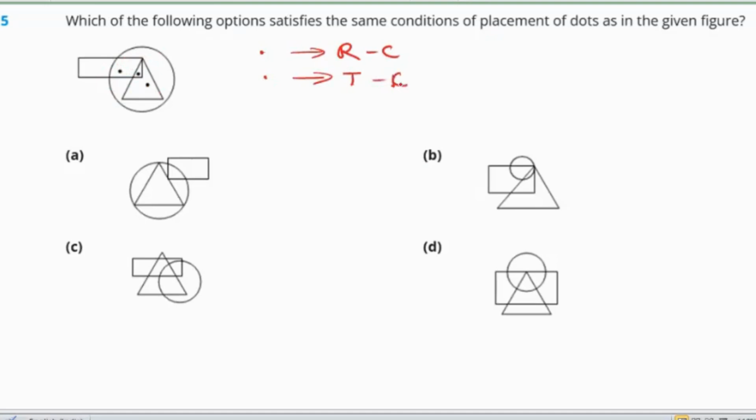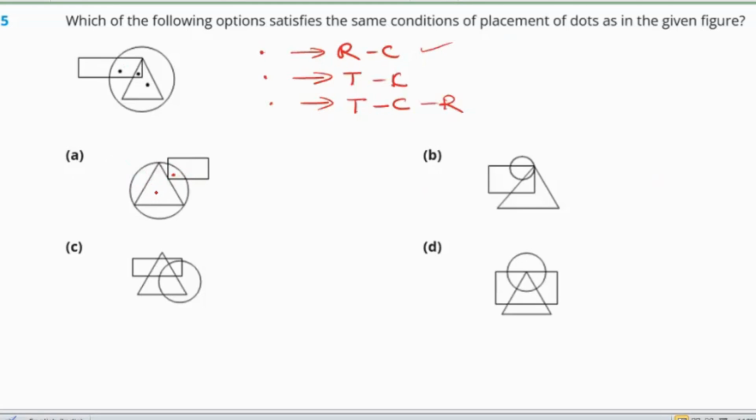Okay, triangle and circle. Now one dot is here, which is common among all the figures, which is in the triangle as well, in the circle as well, and in the rectangle as well. Correct. So this is the thing that we need to follow while we choose our correct option. So if we are going with figure A, if we place one dot over here, that dot can cover circle and rectangle. Okay, so this part has been done.